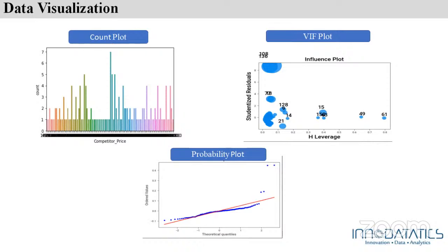And lastly, we can see the probability plot. The probability plot is plotted between theoretical values and practical values. The red line is the normal distribution line. Some of the data points are near the normal line, and a few data points are influenced by outliers, which we can see far away from the normal line.